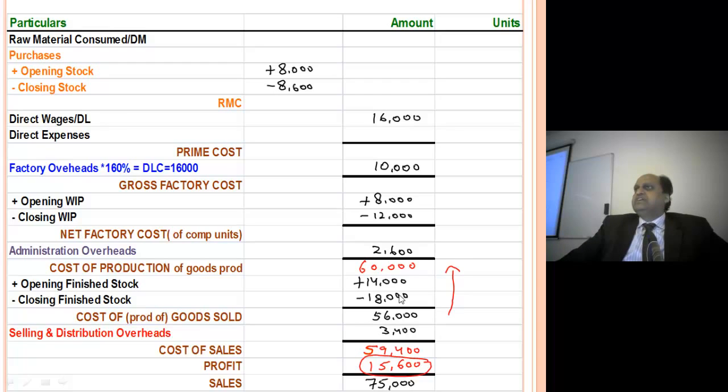Just see whether it is okay or not. Now from this I want to move here. So what will I do? I will deduct 2,600. So I will get 57,400. Now from this I want to reach at this stage. What will I do? I will add 12,000 and deduct 8,000. So which figure will I get?